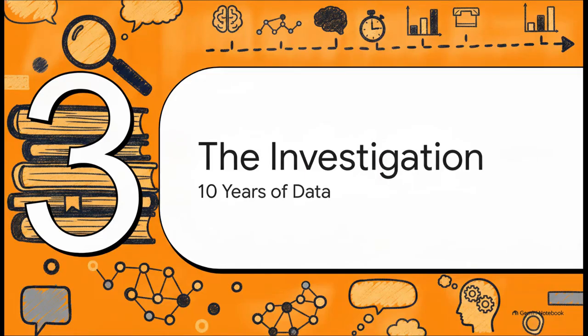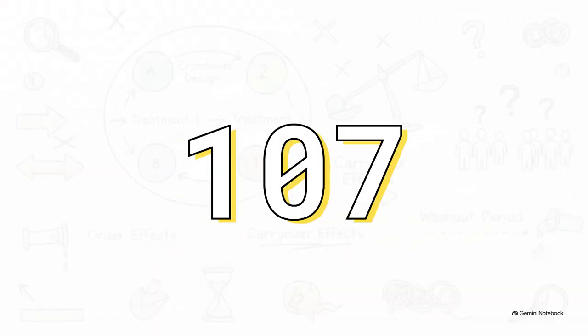Section 3. The investigation. 10 whole years of data. To see how researchers are handling this paradox out in the real world, Moxley's investigation looked at a full decade of data. Using some really robust inclusion criteria, covering the years 2010 to 2020, the investigation identified exactly 107 peer-reviewed articles from across the psychological and behavioral sciences that actually utilized these specific crossover designs and reported their washout periods.